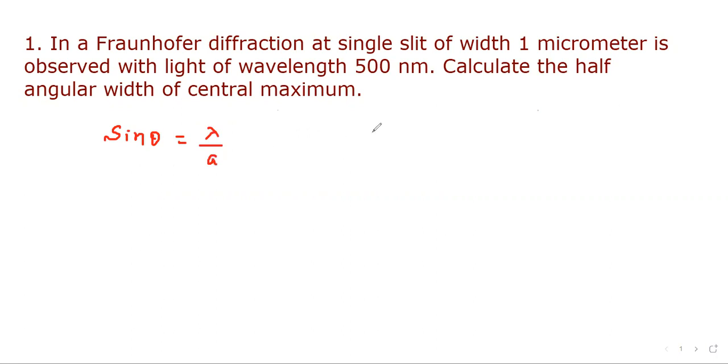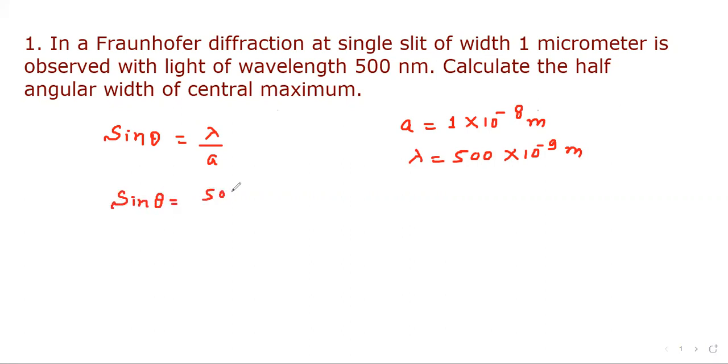So here we need wavelength and slit width. Slit width is given as 1 into 10 to the power minus 8 meter, and lambda is given as 500 into 10 to the power minus 9 meter. We can put these values here. So sine theta will be equal to 500 times 10 to the power minus 9 divided by 1 into 10 to the power minus 8, which will be equal to 0.5 or 1 by 2. So theta will be 30 degree.